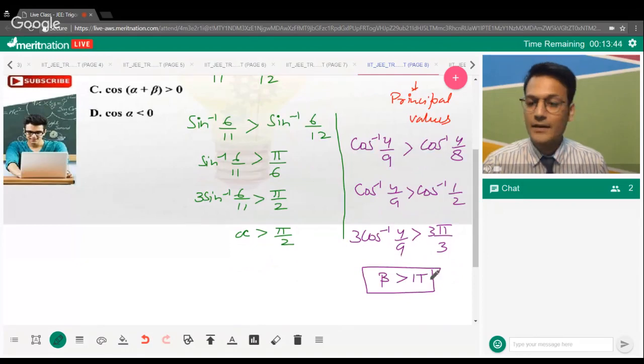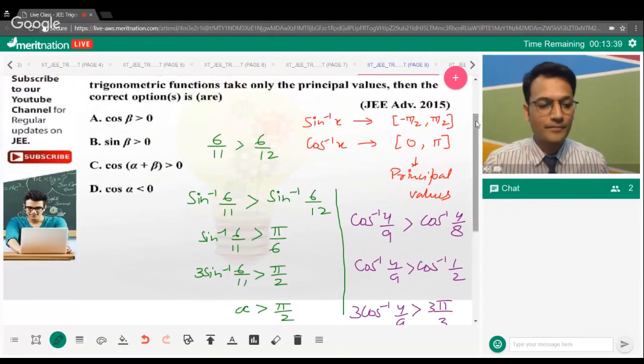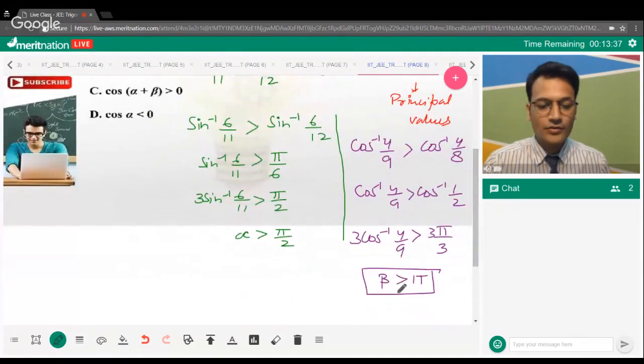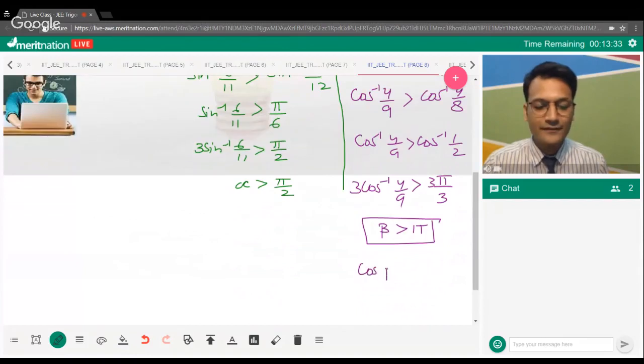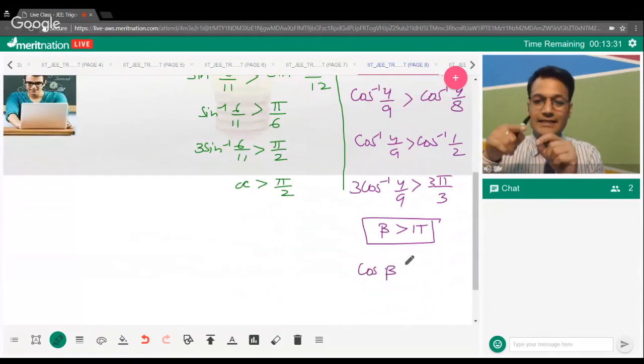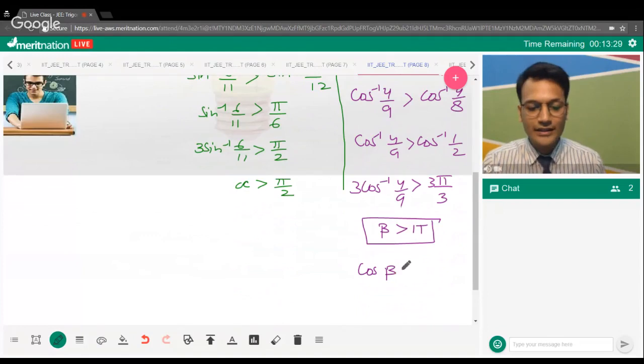Beta is greater than pi. Now you know what alpha is, you know what beta is, so you can compare all these values. If beta is just greater than pi, can you tell me what the cos beta value will be? Just greater than pi implies it lies in the third quadrant. In the third quadrant, cos is negative. So cos beta is negative.